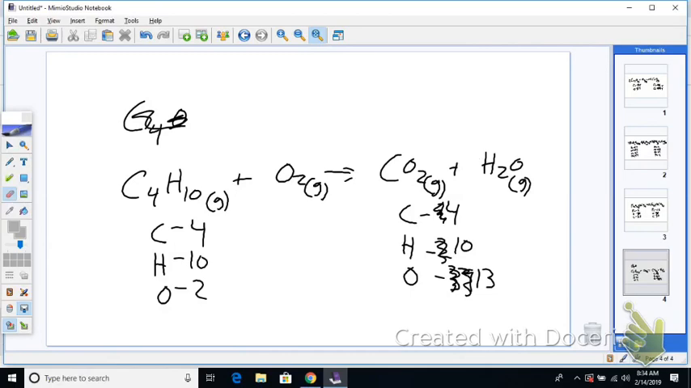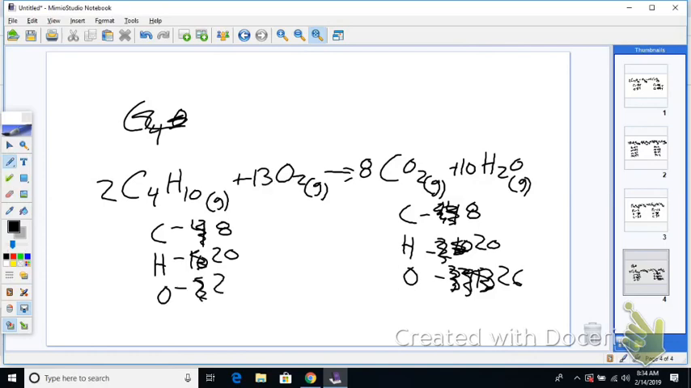So I'm going to go 8, 10. Now I'm going to look at the other side. So what do I need to do in front of this one? If I'm keeping track, that would be 8 carbons, hydrogens would be 20, and my oxygens would be 26. Okay? So what do I need to put in front of C4H10? 2. So I go 2, this becomes 8. And this becomes 20. Okay, so then what do I need to put in front of O2? 13. So that makes this 26.